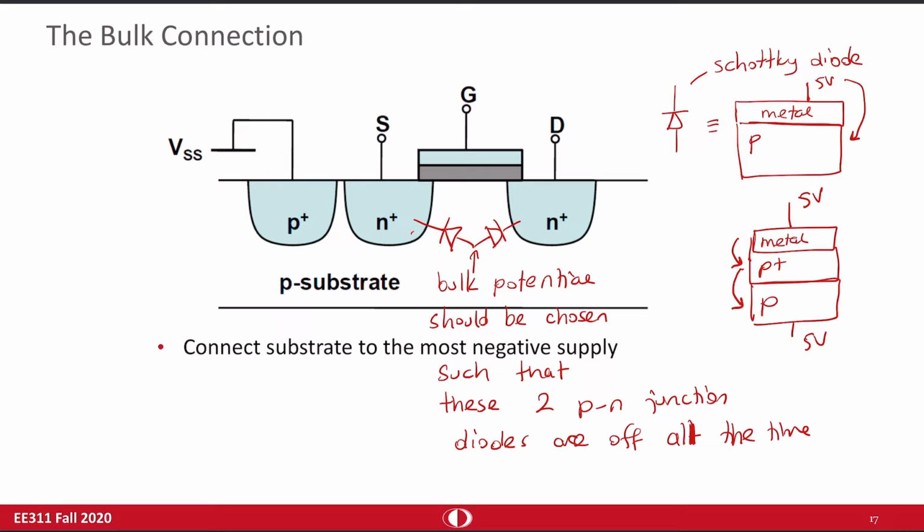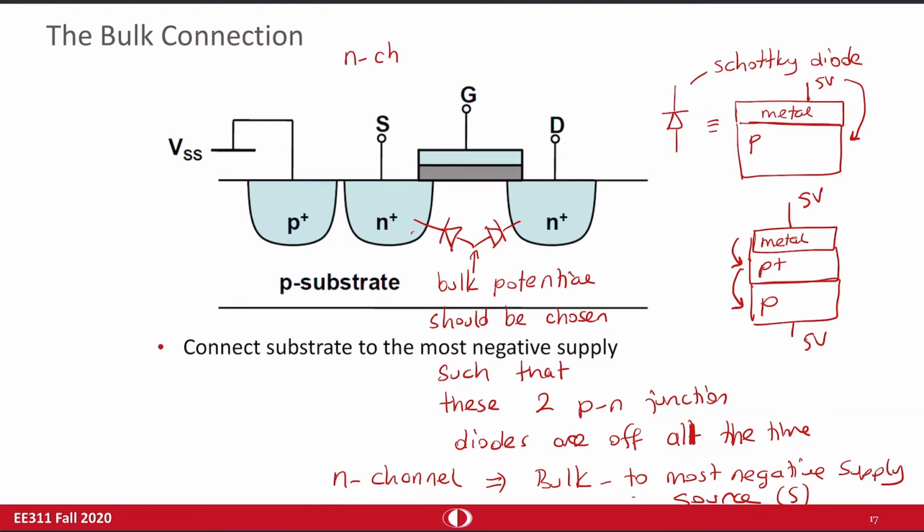So for that purpose, for N-channel transistor, you connect bulk to the most negative supply, VSS, or to the source of the transistor. Either of them works properly. Okay, so this is N-channel example for bulk connection.